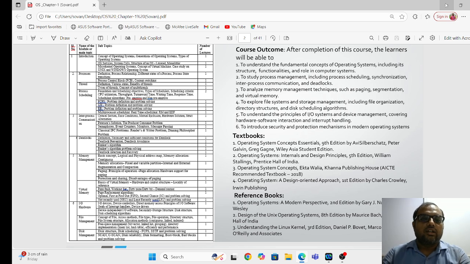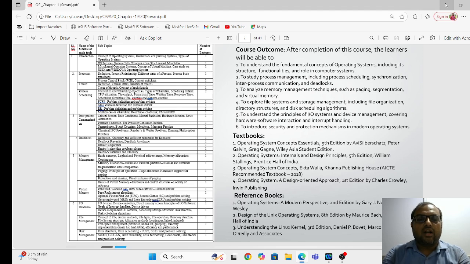So what is a process, how to create a process, and different types of process scheduling algorithms, then process management systems, then deadlocks, and then memory management. Two types of memory management are there: one is main memory management and the other is virtual memory. Then the management of IO devices, file management and disk management. So this is the entire syllabus of the course.